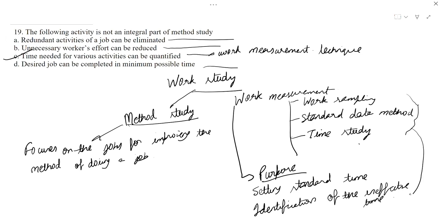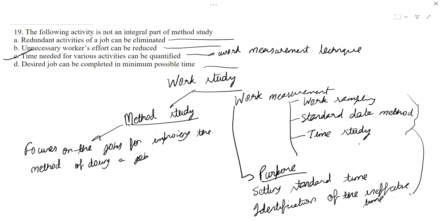So basically, method study records the observation, does the critical analysis, develops a new method for doing the job, then defines the method developed using the improved method, and this method is installed, followed and maintained, so that people do not have a tendency to go back to the previous method.